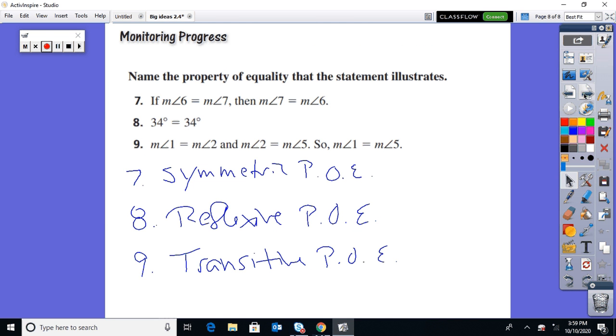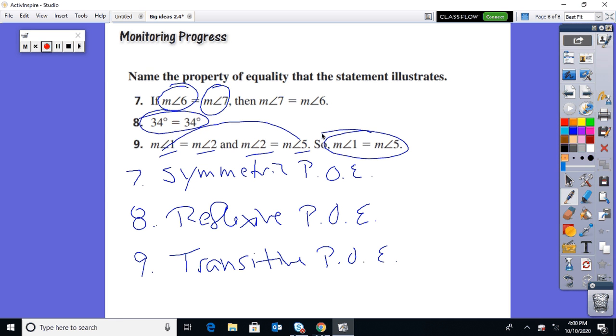All right, friends. So here you go. First one is an example of symmetry. We have two different elements. We have a 6 and a 7. When we just flip them, 6 is 7, 7 is 6, symmetry. 34 is 34, just one element, reflexive property. And three elements here. If 1 is 2 and 2 is 5, then 1 is 5. So there's your transitive property.